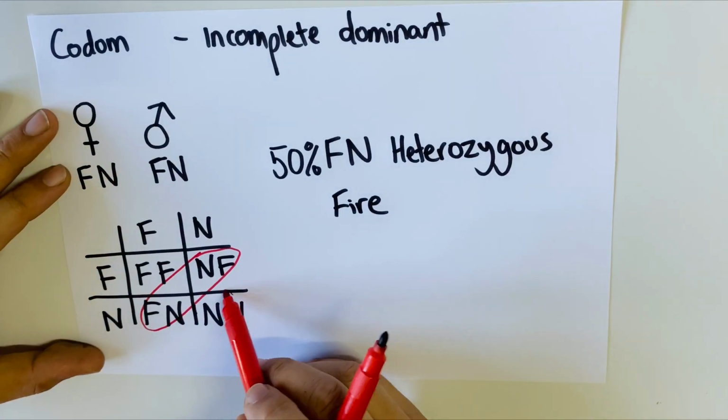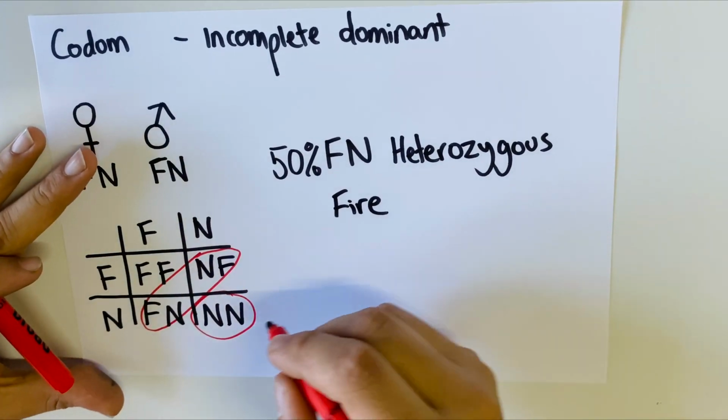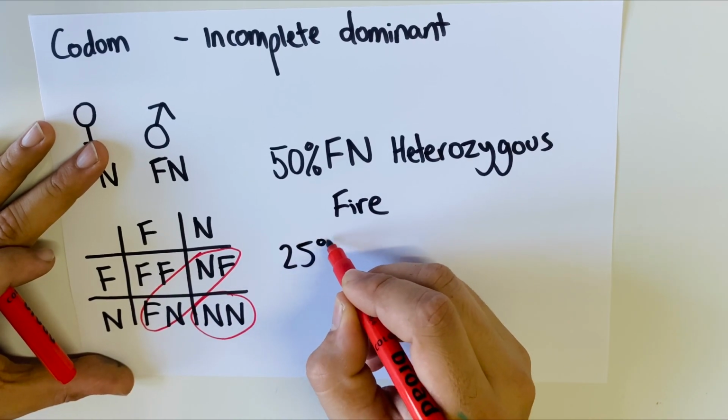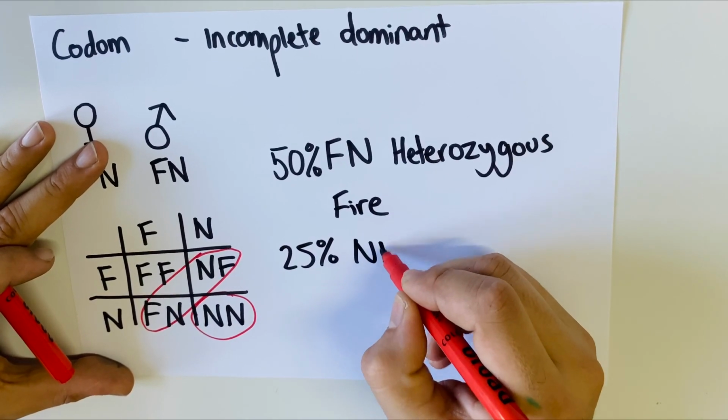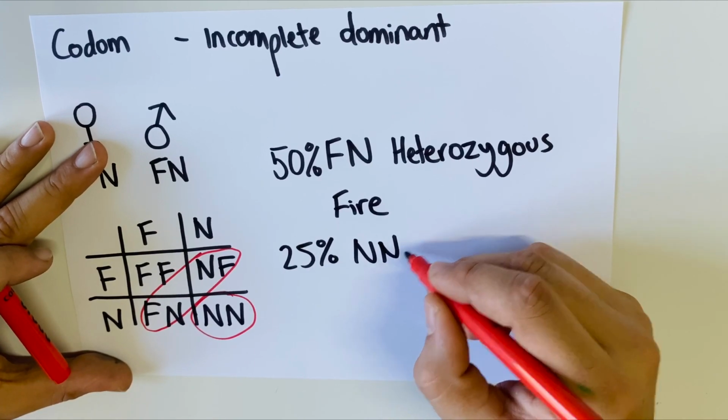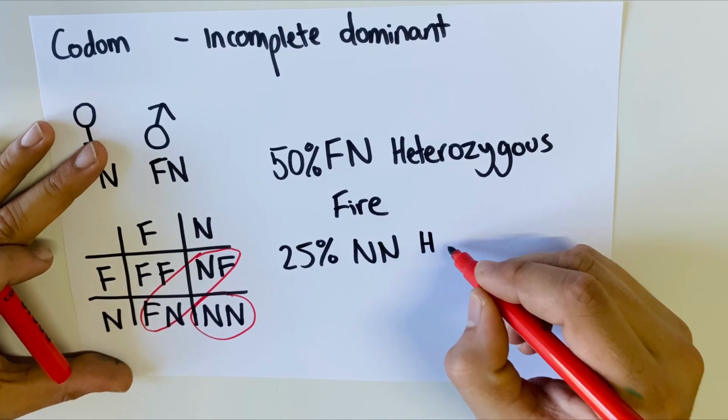If we take this one next, NN, so 25%, 1 in 4, remember? 25% NN, we're going to have, this is obviously homozygous, 2 of the same.